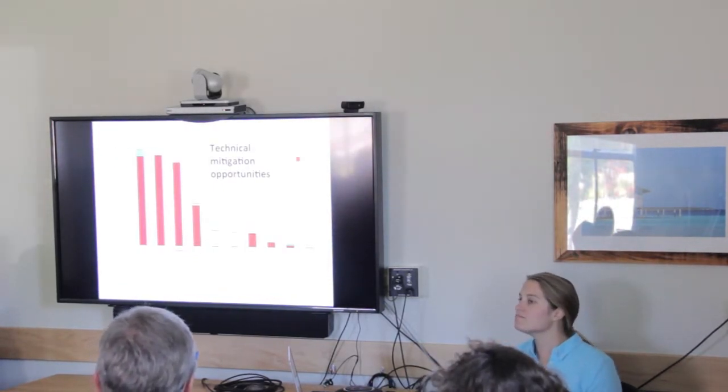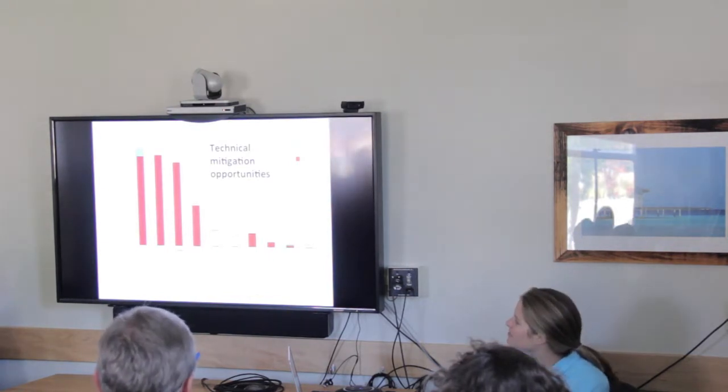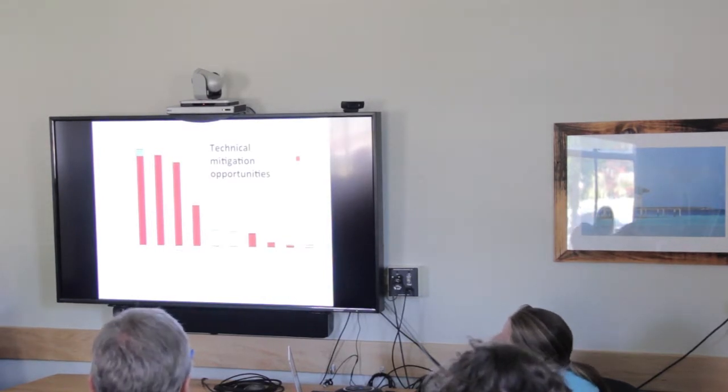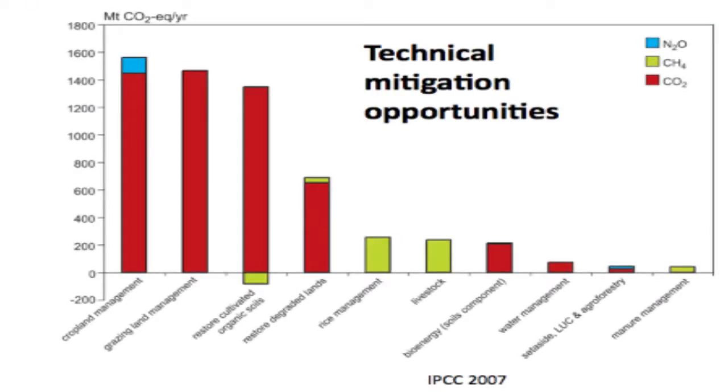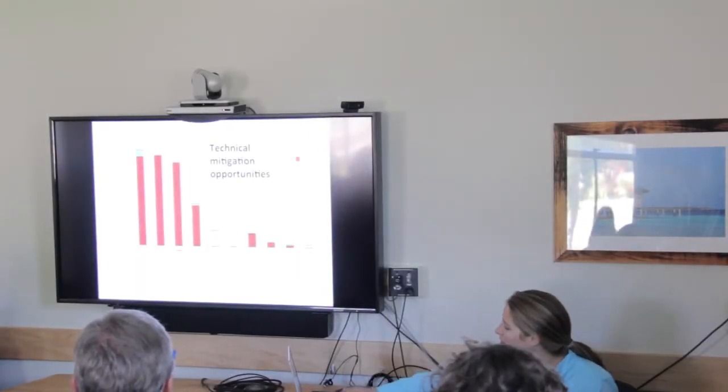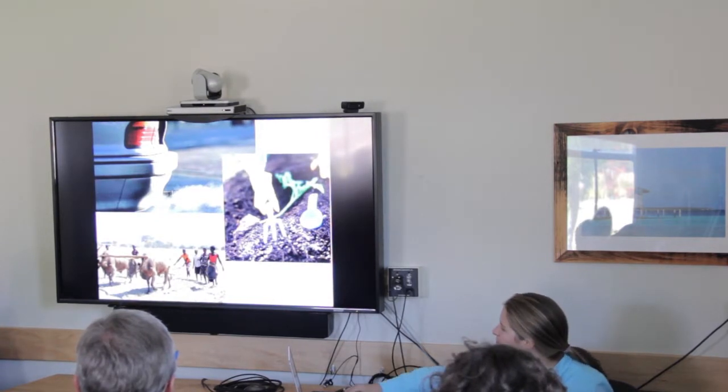There are mitigation opportunities within agriculture. This is from the IPCC, from the AR4 report. The major opportunities tend to be related to carbon and soils, obviously, because soils are a huge sink for carbon. Grazing land management, cropland management. The opportunities for methane and nitrous oxide tend to be comparatively lower, but there's also a little bit more certainty around those. And we'll talk about that in a minute.